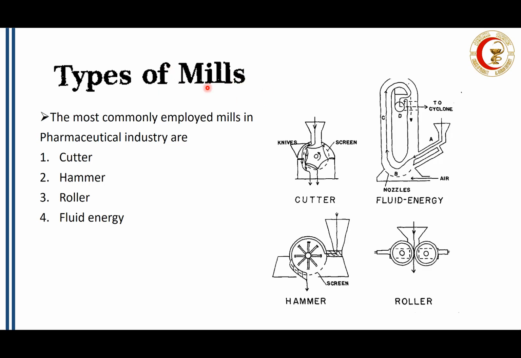Now if we look at the types of mills used in industrial pharmacy, we usually have cutter, hammer, roller, or fluid energy mills. The cutter will cut the particles into a smaller size. Fluid energy, I will explain it later as it's a more complicated type. The roller, in which the material is introduced between two large rolls of steel to reduce the particle size, and the hammer, which consistently strikes the material to reduce its particle size.